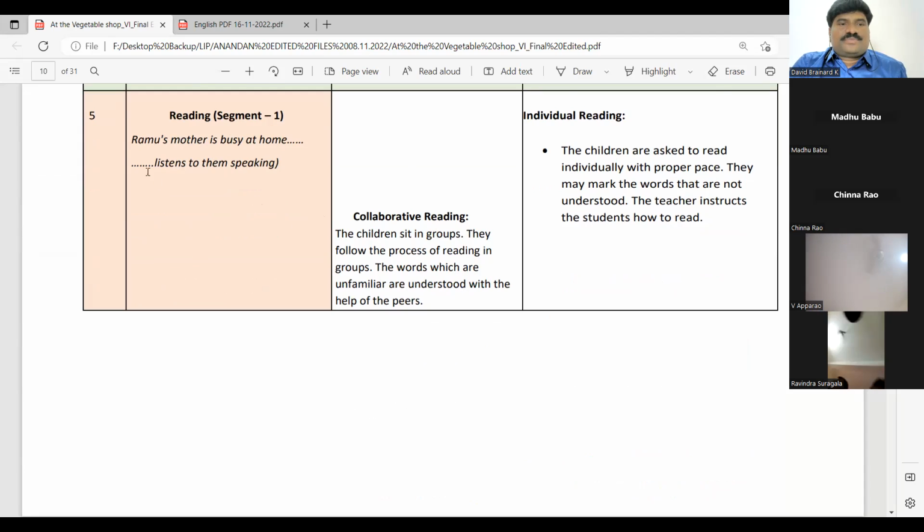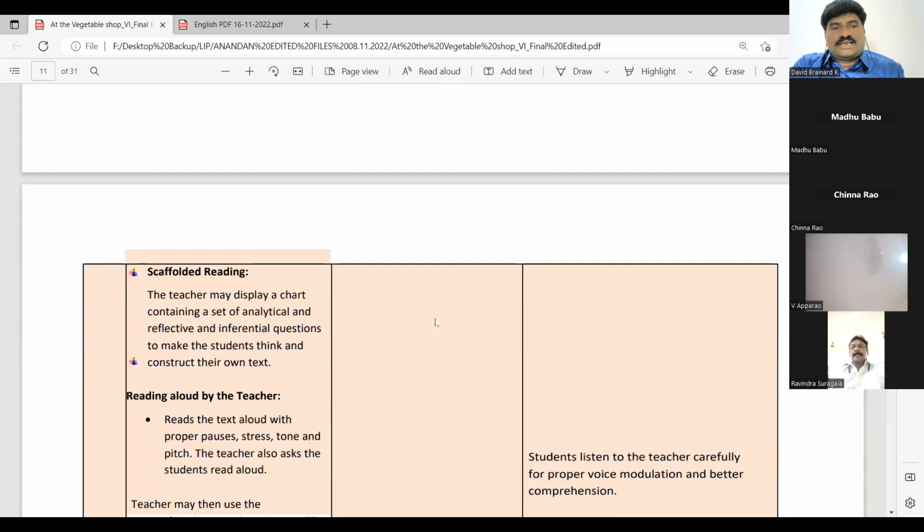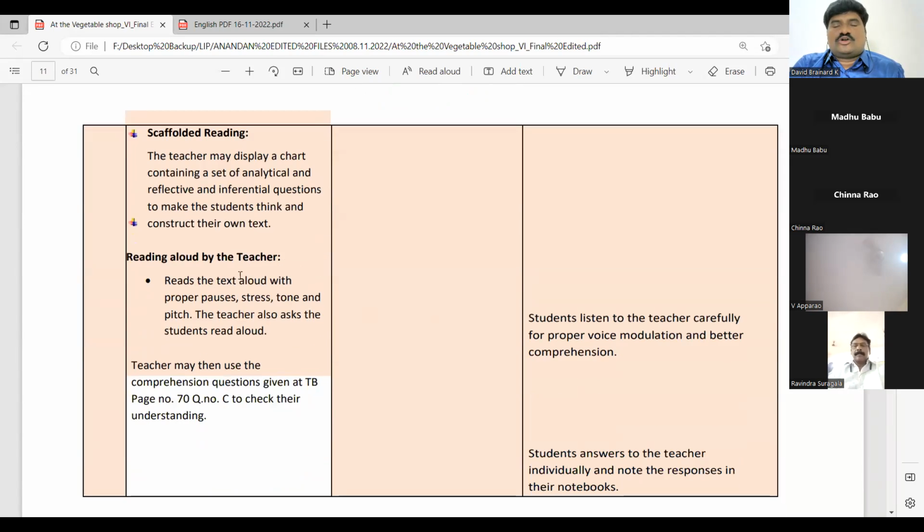Reading segment one. Ramu's mother is busy at home, listens to them speak. Up to that part, I have taken as segment one. Now, to transact this one, usually what we used to do is individual reading, collaborative reading, and then scaffolded reading, and reading aloud by teacher. Yes, all of us agree to this one, because we used to do this.